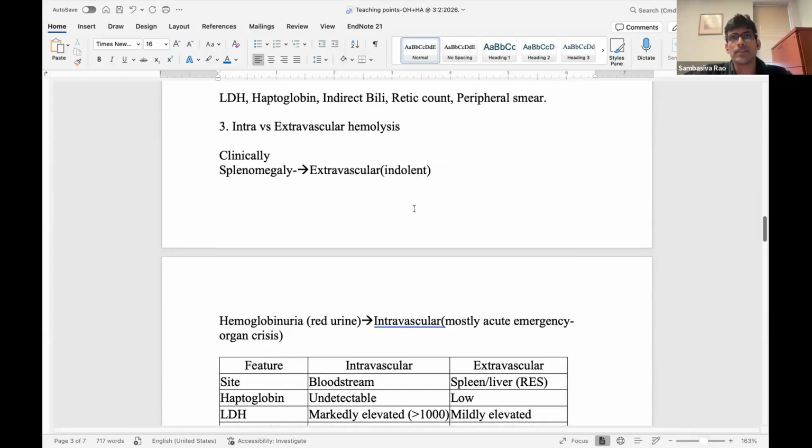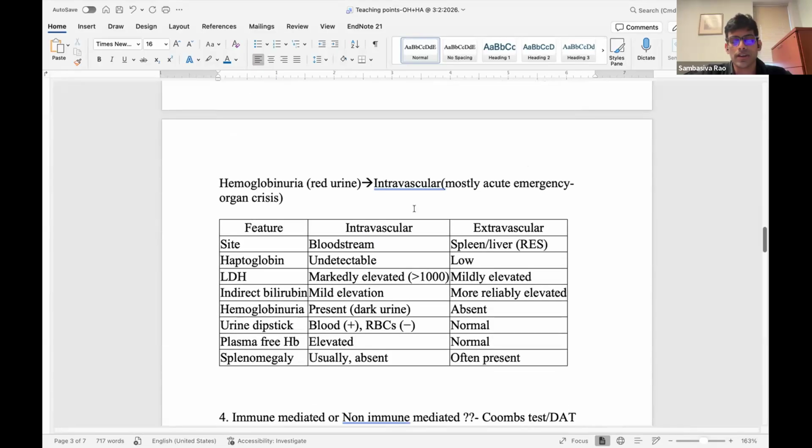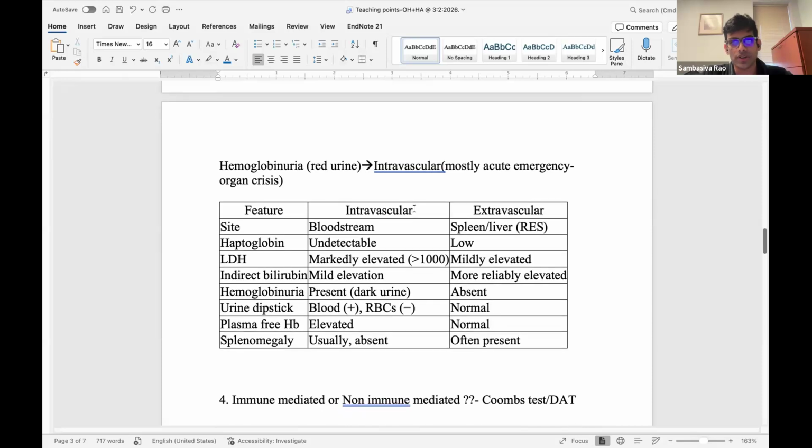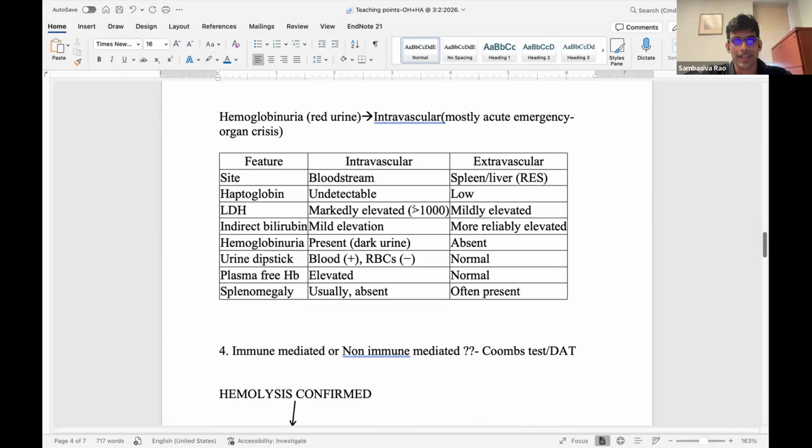And here, clinically, you can ask the patient if the urine is red in color. Why is it important? Intravascular hemolysis is acute and it is an emergency. Hemoglobin is not good, with renal damage. So how do you differentiate? Clinically, you can look for hemoglobinuria, and in lab values, LDH is usually high in vascular hemolysis.